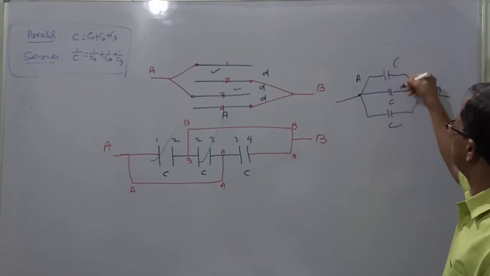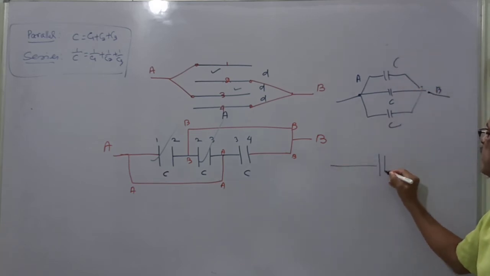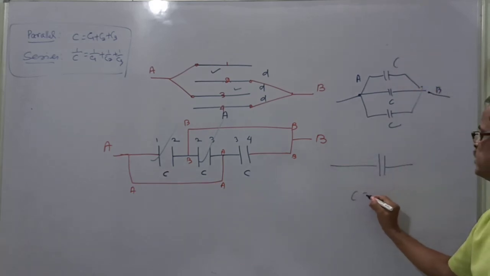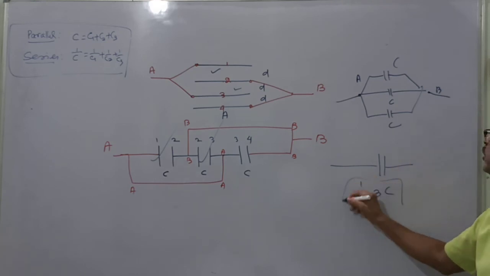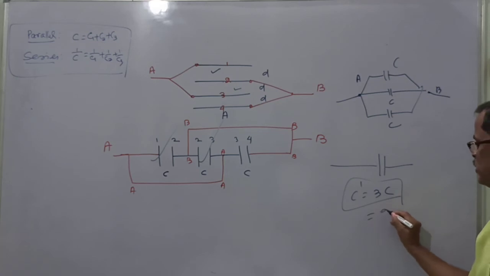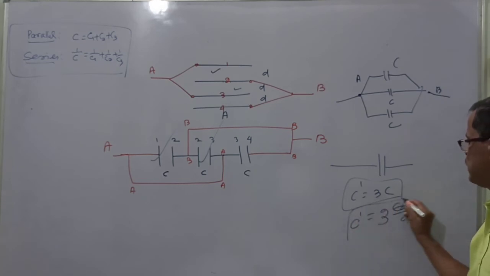Over. So three capacitors in combination. In a parallel combination, the net capacitance increases. So C dash is equal to C plus C plus C, which is 3C. What is C? C is equal to epsilon 0 A by D, the capacitance of a single capacitor.